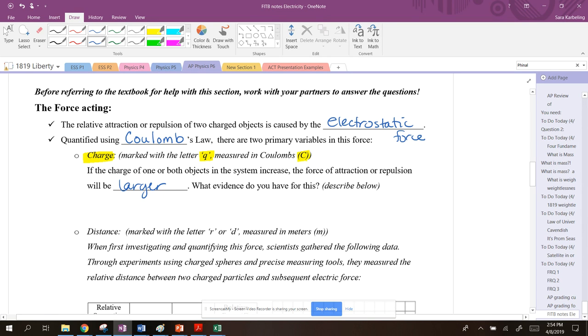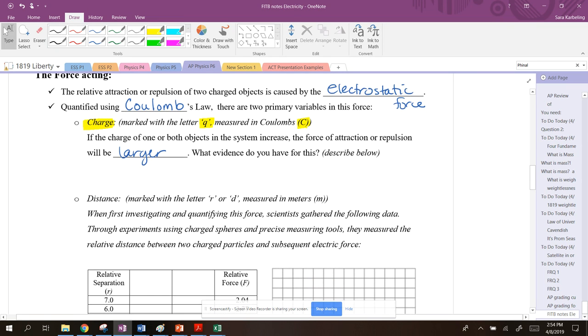In any of those cases, friends, the more that you rub your socks against the carpet, the more charges that you've ripped off, the bigger the shock will be. And it'll be bigger to you and to your little brother or whomever experienced it, right? That is the evidence that you have for that. More charge, bigger force. The other thing that it is dependent on is distance, marked sometimes with an R, sometimes with a D.